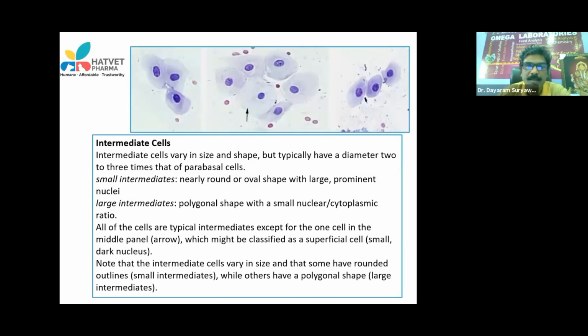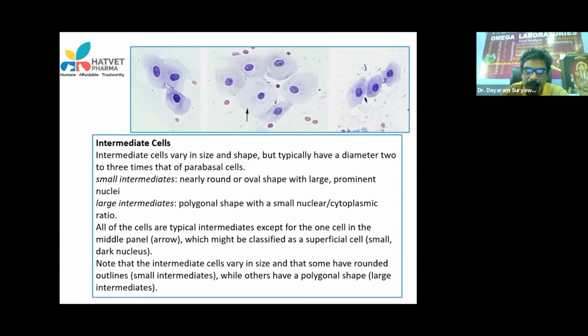Now intermediate cells. The intermediate cells have a somewhat smaller nucleus and are larger than the parabasal cells. They vary in shape and size, but typically have a diameter 2 to 3 times that of parabasal cells. So they have a smaller volume of nucleus. There are again two types of intermediate cells, small intermediate and large intermediate. Small intermediate cells are nearly round or oval in shape and have prominent nuclei. Large intermediate cells are polygonal in shape with a small nuclear to cytoplasmic ratio.